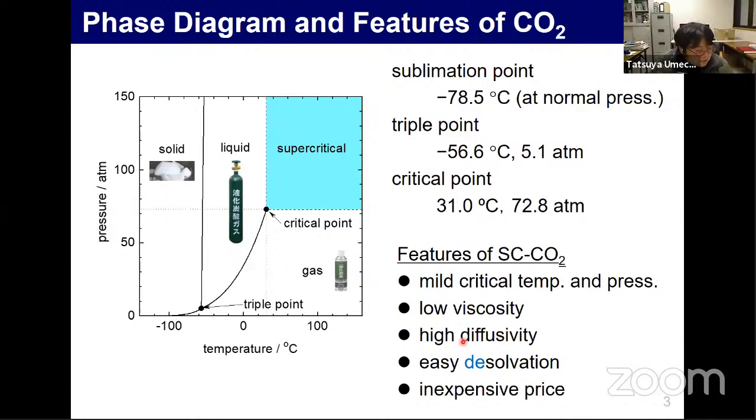As I just said, carbon dioxide is in a gaseous state at room temperature and atmospheric pressure. Supercritical carbon dioxide easily changes to a gaseous state by reducing the pressure. This is also a good point of carbon dioxide in the removal operation in reaction and extraction processes.